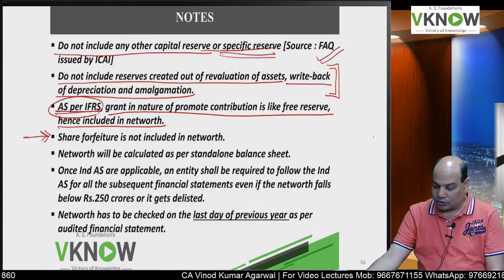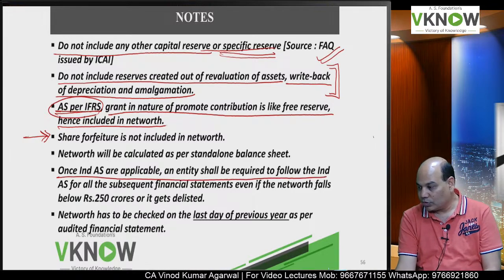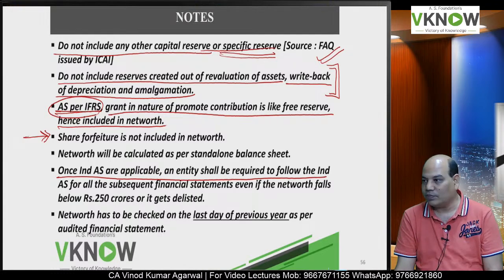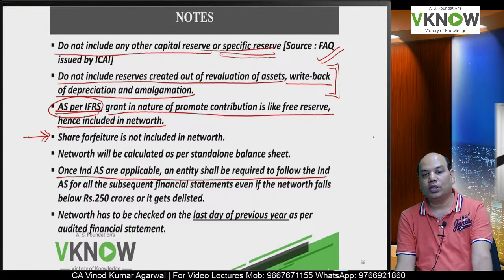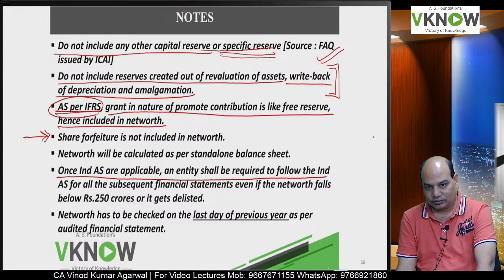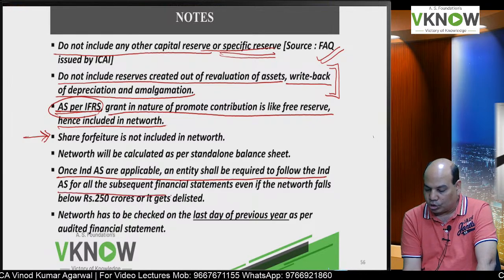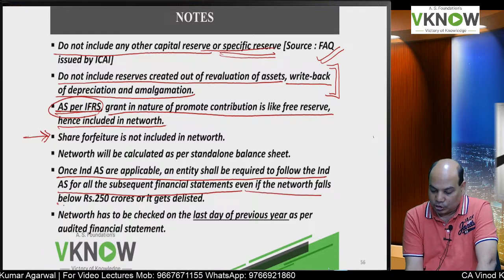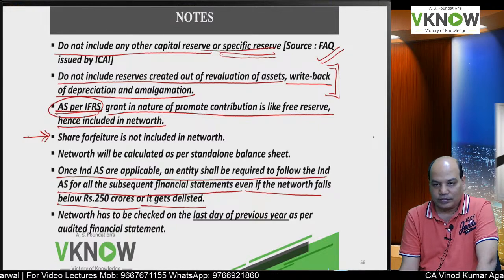Okay. Next question, one student had also asked: what if the net worth falls below the prescribed limit or if the company becomes unlisted? Once you have followed Ind AS, an entity will be required to follow Ind AS for all subsequent financial years, even if the net worth gets below 250 crore or it gets unlisted.